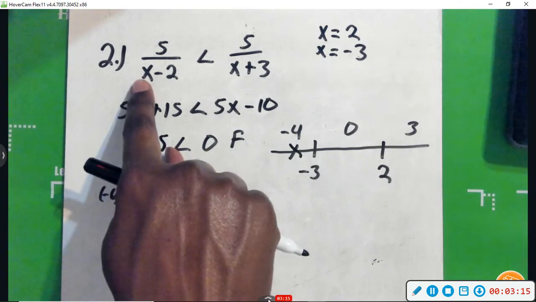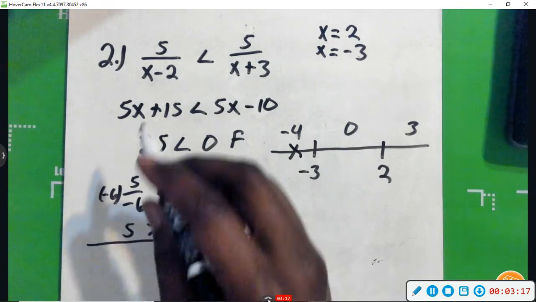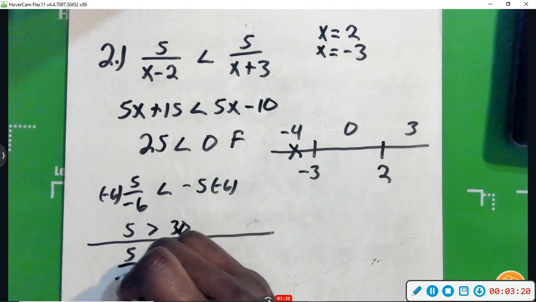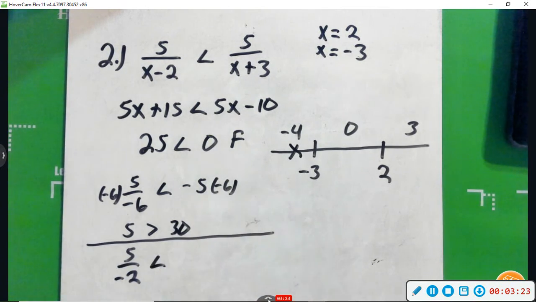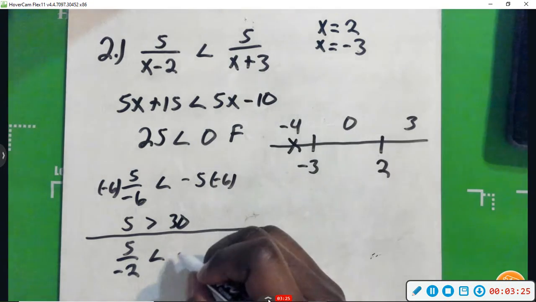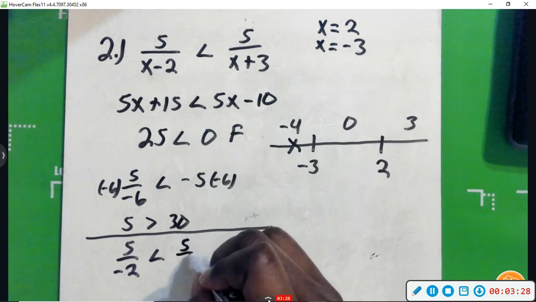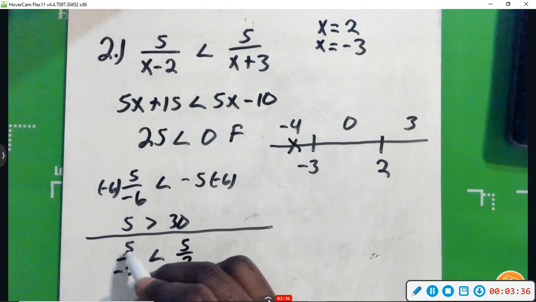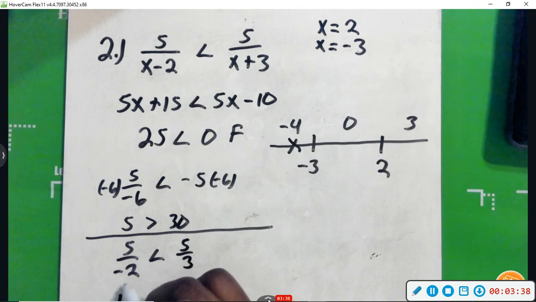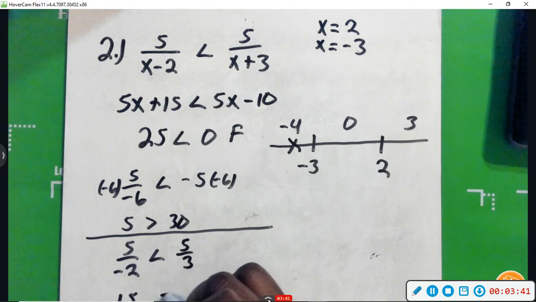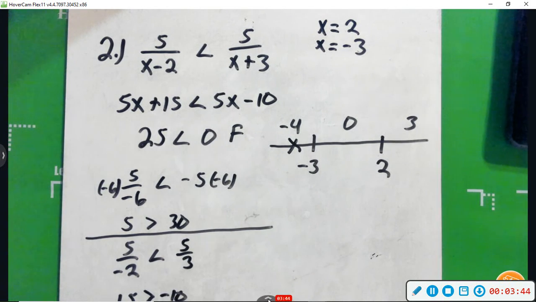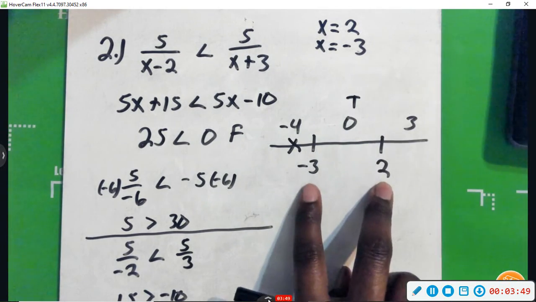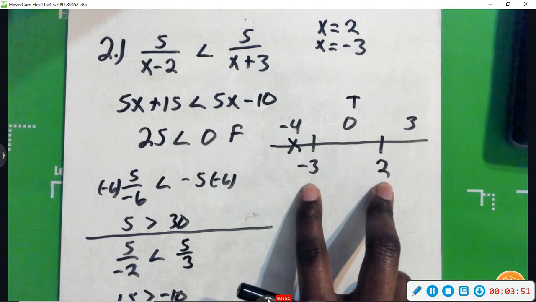Alright, now we're going to do 0. So if I plug in 0 for both of these, I will have 5 over -2 is less than 5 over 3. So I'll cross multiply, so multiplying by a negative will cause me to flip this. This will give me 15. This will give me -10, and this sign gets flipped. So 15 greater than -10, that is true. So it looks like between -3 and 2 is good.